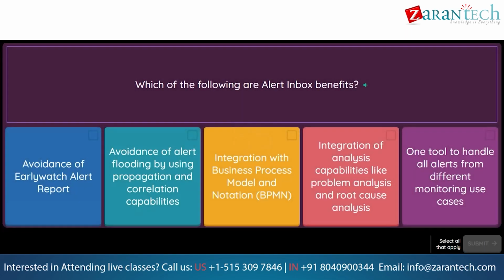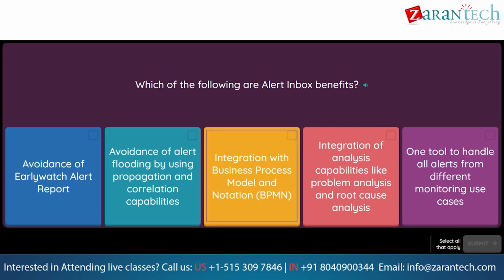Question: which of the following are alert inbox benefits? Option 1: Avoidance of early watch alert report. Option 2: Avoidance of alert flooding by using propagation and correlation capabilities. Option 3: Integration with business process model and notation, BPMN. Option 4: Integration of analysis capabilities like problem analysis and root cause analysis. Option 5: One tool to handle all alerts from different monitoring use cases.